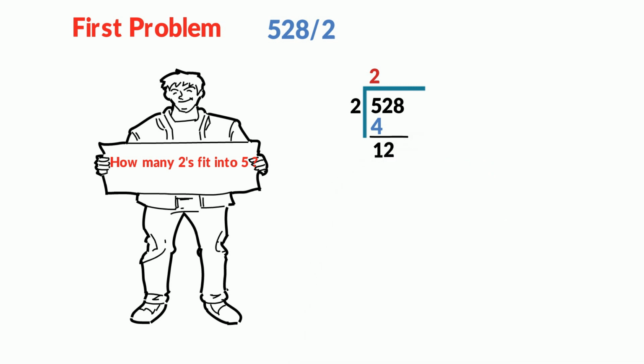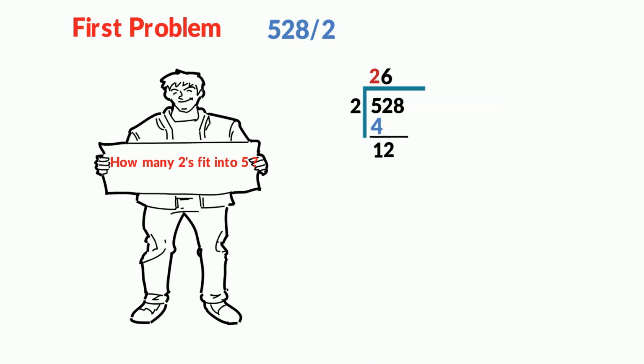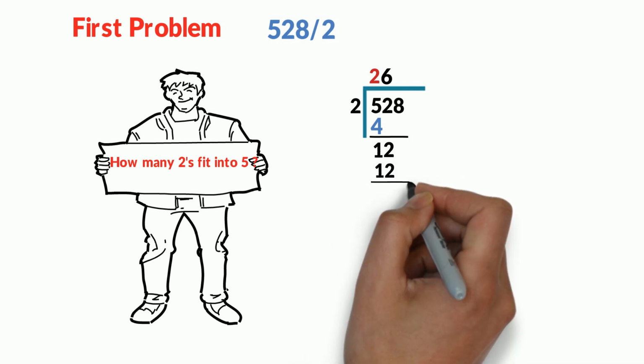Now we move to our next digit and we need to bring down a copy of it to combine with the remainder from the first digit. Then we ask, how many 2's will make 12? That's easy, 6, so we put 6 as the next digit of our answer. 2 times 6 is equal to 12, and 12 minus 12 leaves no remainder.